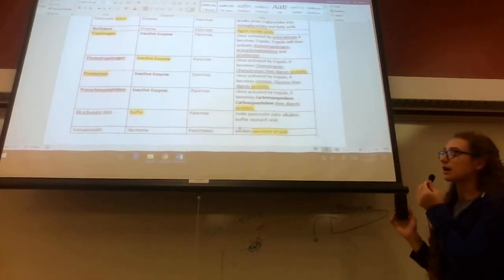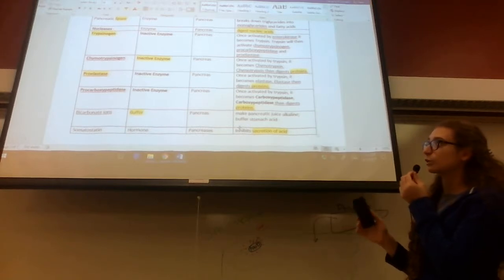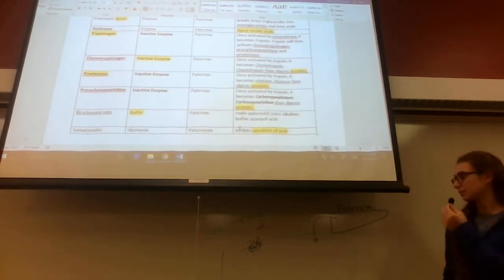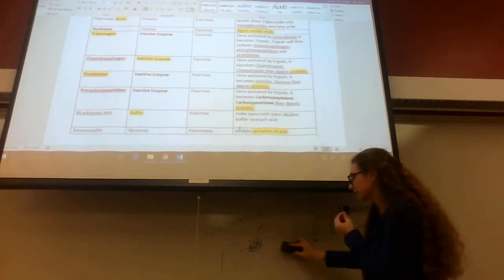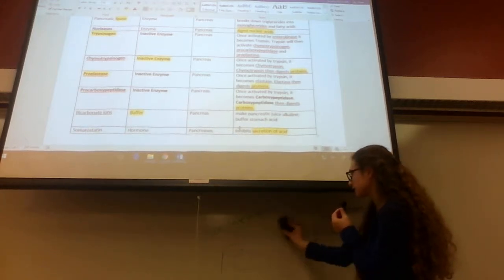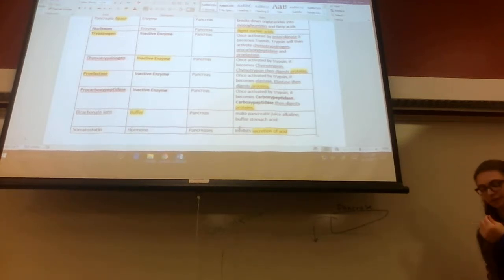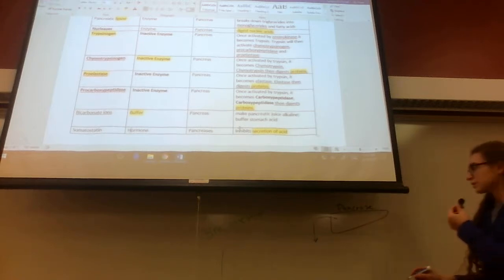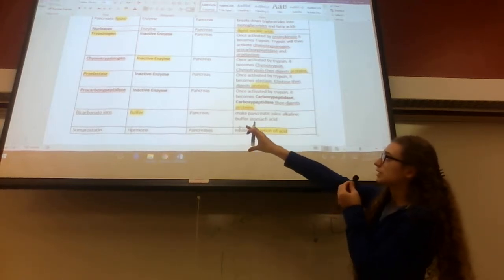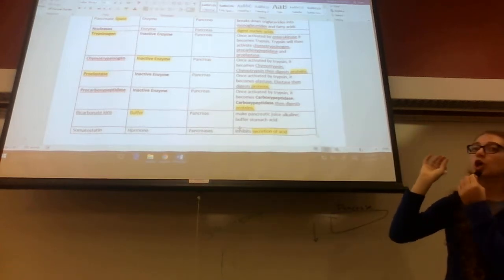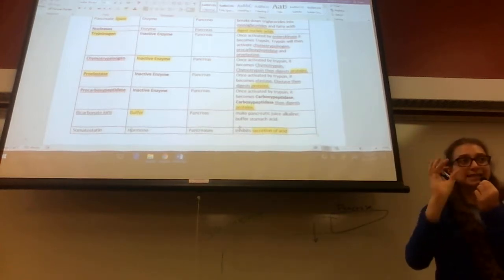Trypsinogen, chymotrypsinogen, proelastase, and procarboxypeptidase. Your pancreas secretes all of these into the small intestine. Like I said, trypsinogen is an inactive enzyme secreted by the pancreas. Whenever you see the word ending in ogen, it means it's inactive.